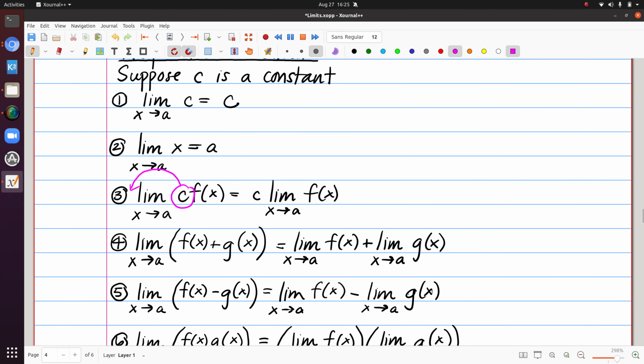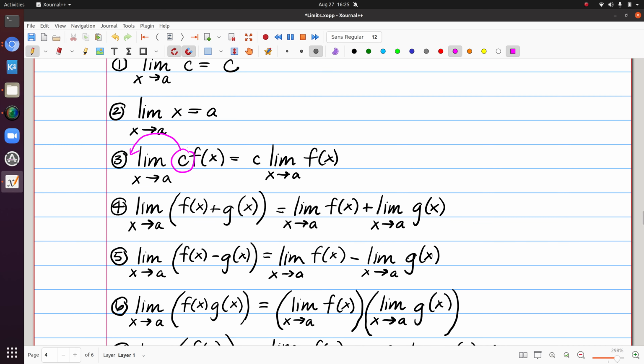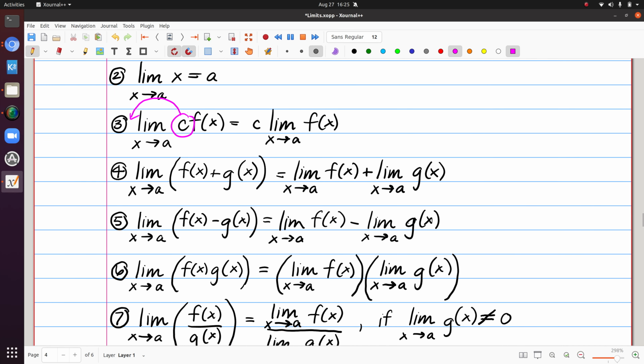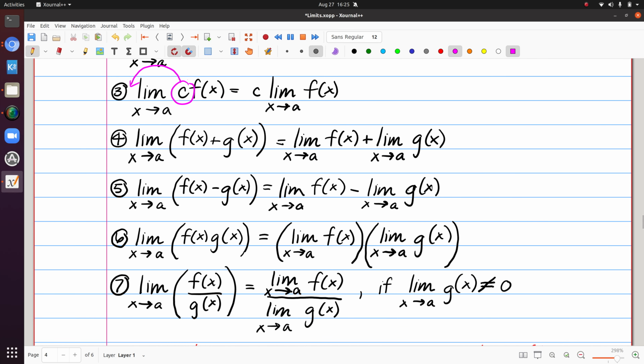So for property 4 here, looking at the limit of a sum of two functions, what we're saying here is that I can express that as a sum of the requisite limits. Number 5 says the same thing for subtraction, 6 for multiplication, and 7 for division, with the caveat that we don't want to divide by 0.